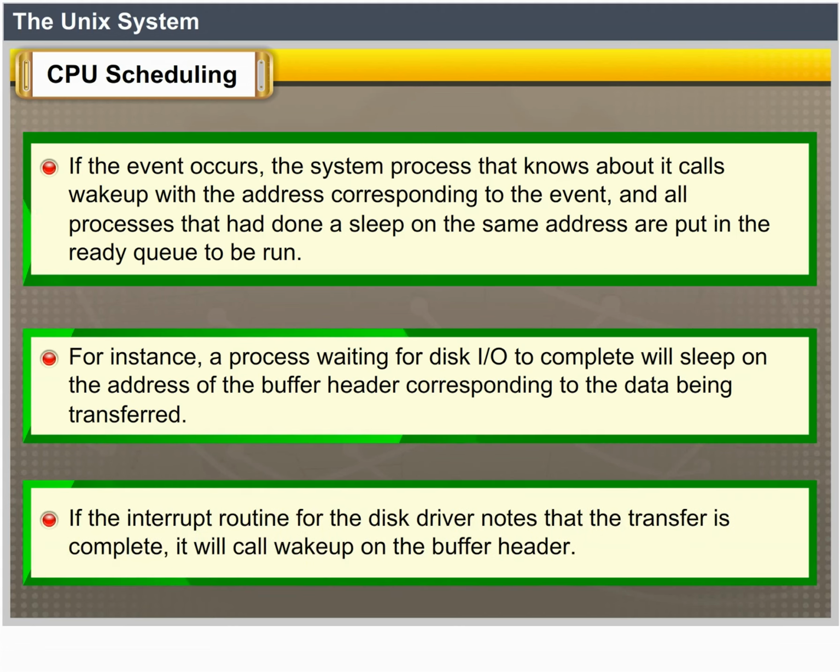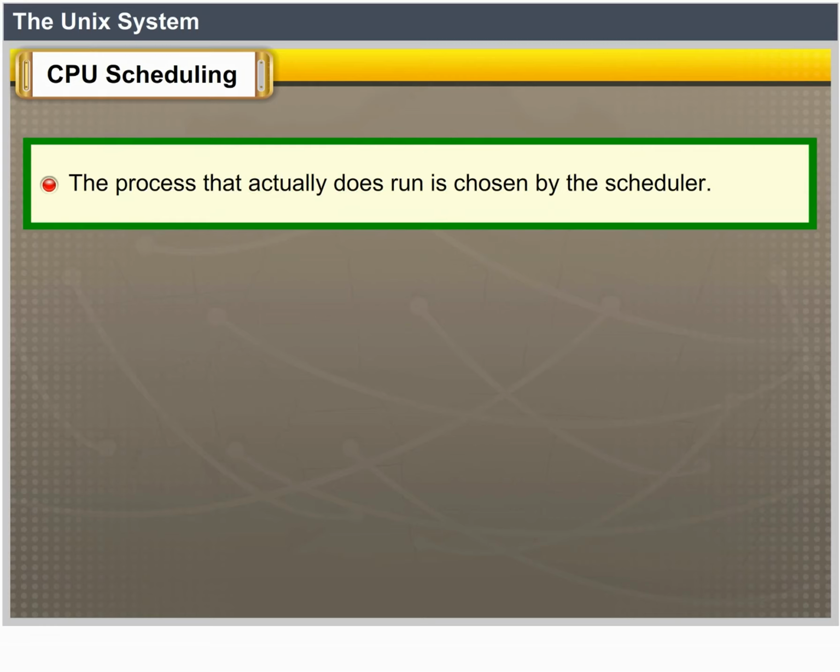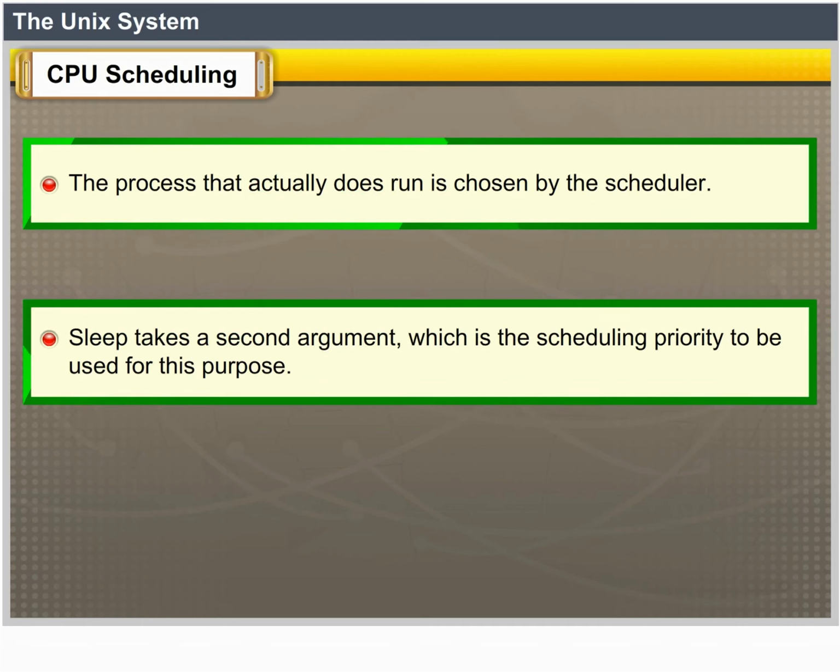When the interrupt routine for the disk driver notes that the transfer is complete, it calls wakeup on the buffer header. The interrupt uses the kernel stack for whatever process happened to be running at the time, and the wakeup is done from that system process. The process that actually does run is chosen by the scheduler. Sleep takes a second argument, which is the scheduling priority to be used for this purpose.